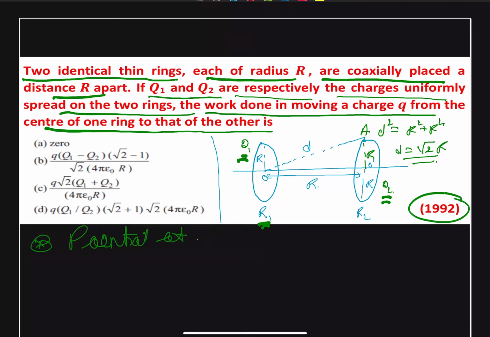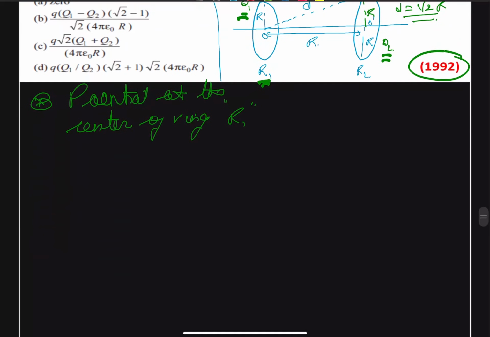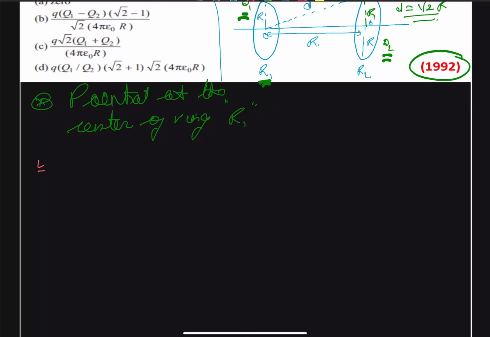Potential at the center of ring R1. So for the first, we are going to find out due to its own charge Q1. Let us call this potential on ring 1 because of 1, which will be equal to K Q1 divided by R.